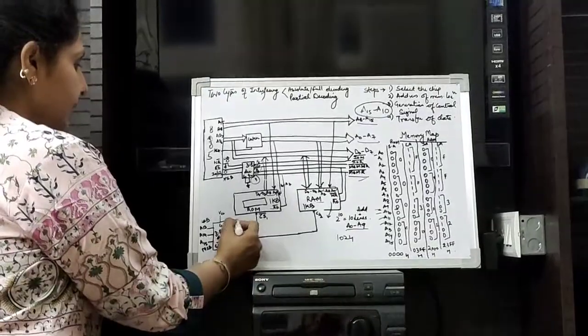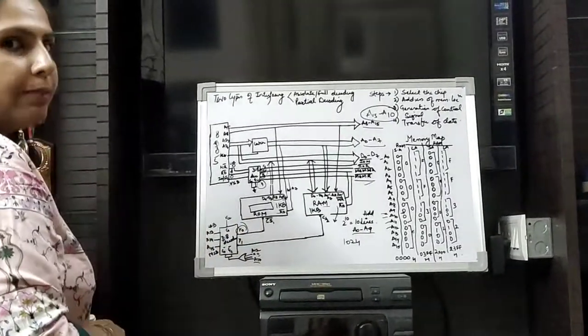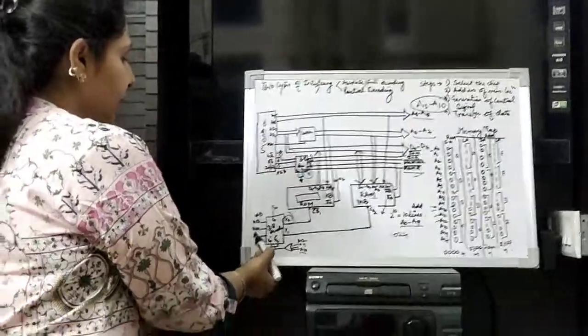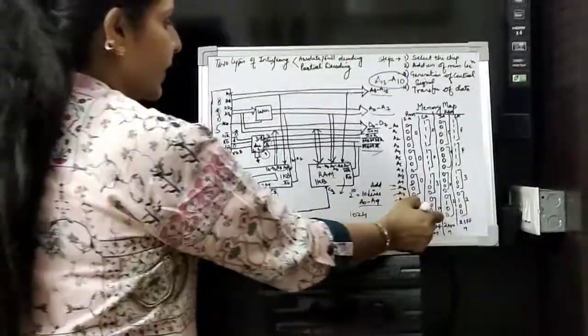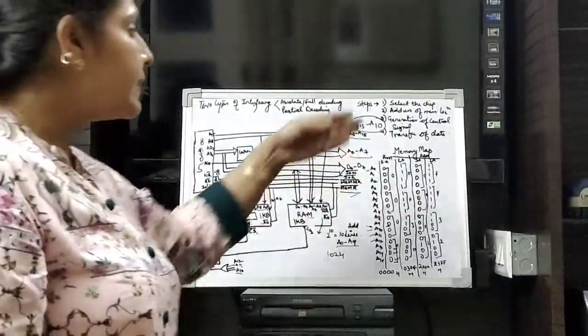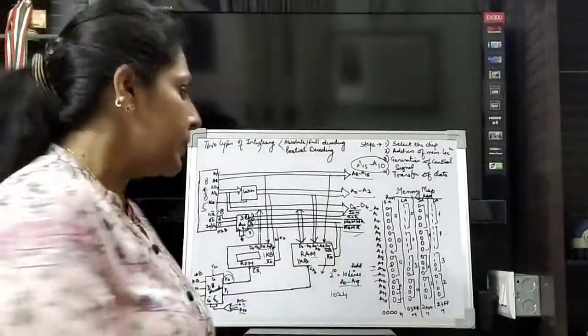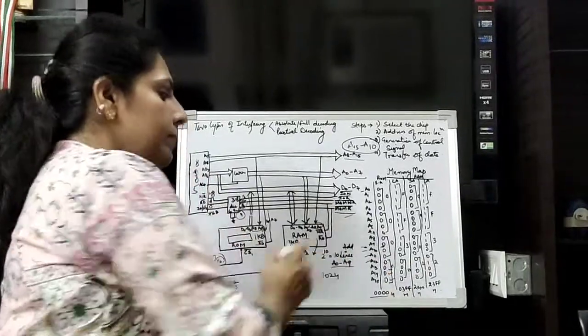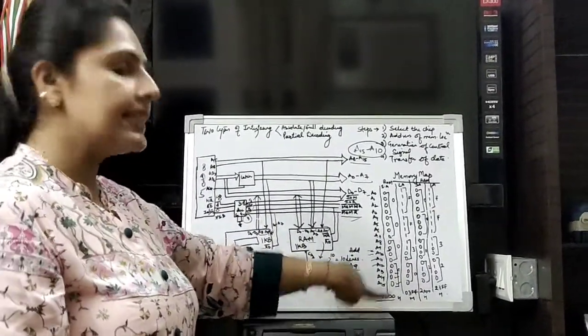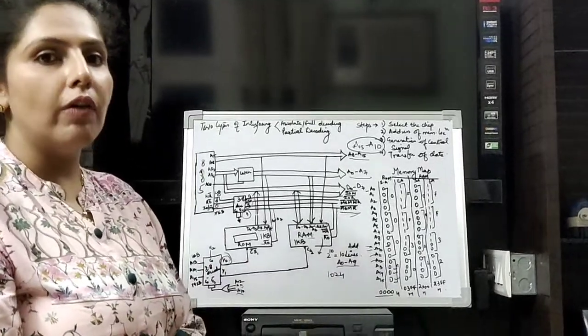After that, we are selecting the chip with the help of Y0. Y0 is taken with the help of 0, 0, 0. So here also we have 0, 0 and 0. So this is the starting address of ROM. So the starting address of ROM is page 0000. This is the hexadecimal address of ROM.